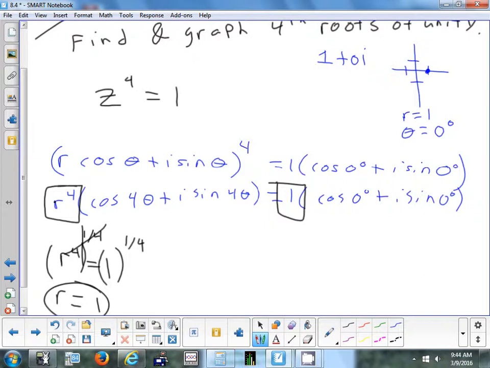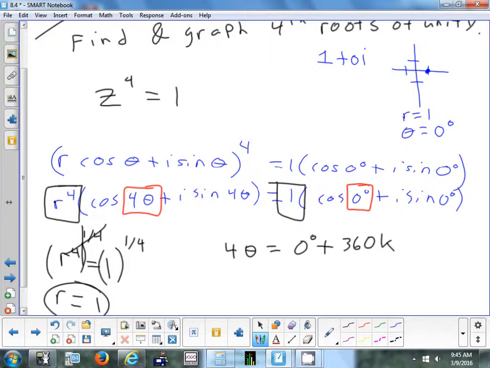Next thing I have to do is find my angle. So this has to equal that. So 4 theta equals 0. But what did I say we could add? 360 or 2 pi. Let's just do it in degrees. I would always do it in degrees, and then if the answers are listed in radians, just convert degrees to radians by multiplying by pi and dividing by 180.